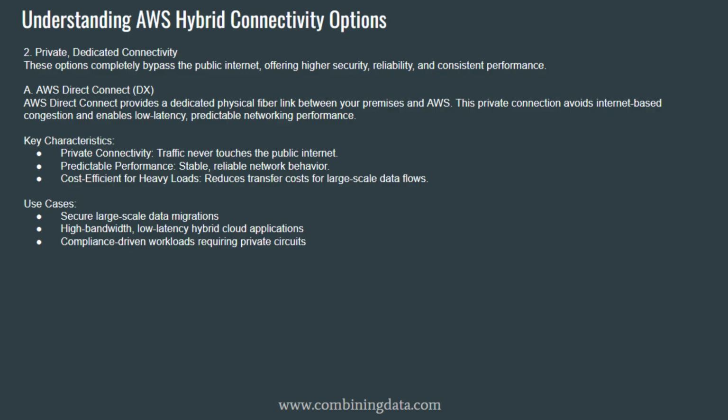In many real-world architectures, companies even combine Direct Connect with VPN. The VPN provides encryption or backup connectivity, while Direct Connect delivers consistent performance during normal operations. If you see a question mentioning private connection, dedicated circuit, low latency, predictable performance, does not use the public internet, the correct answer is almost always AWS Direct Connect.